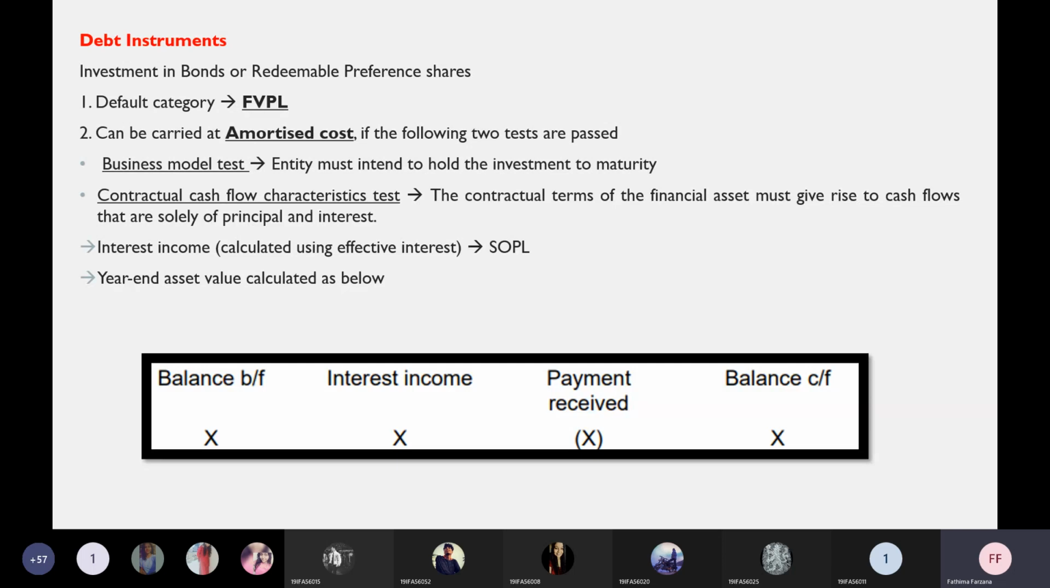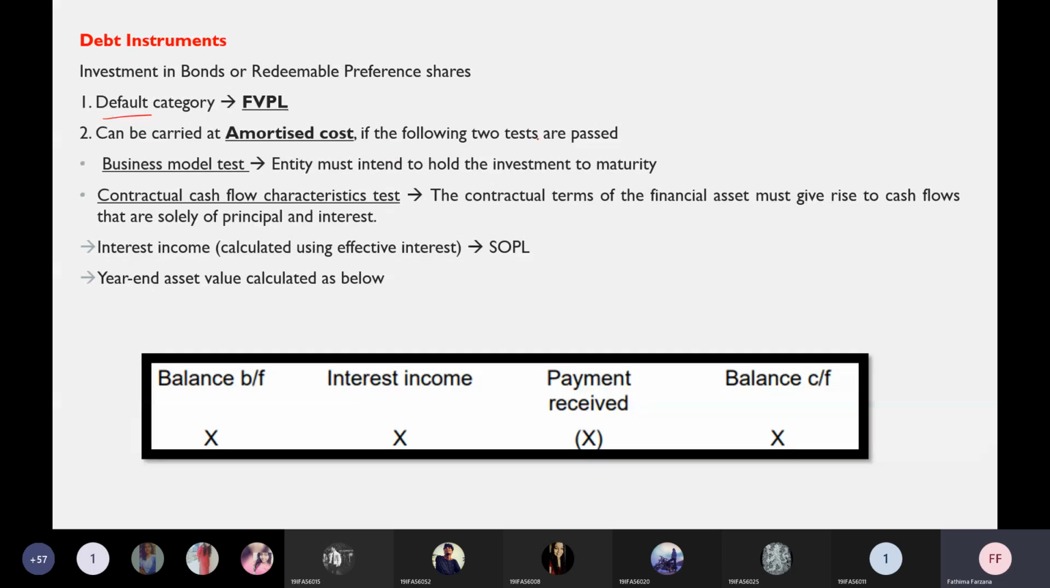So if you have invested in some company's bonds, not government bonds, any company's bonds or redeemable preference shares or any debentures in any other company, then that time also it will be by default valued at FVPL. And it can be carried at amortized cost, but this time you will receive interest. Keep that in mind. You can carry at amortized cost if the following two tests are passed. This is also a question paper question.